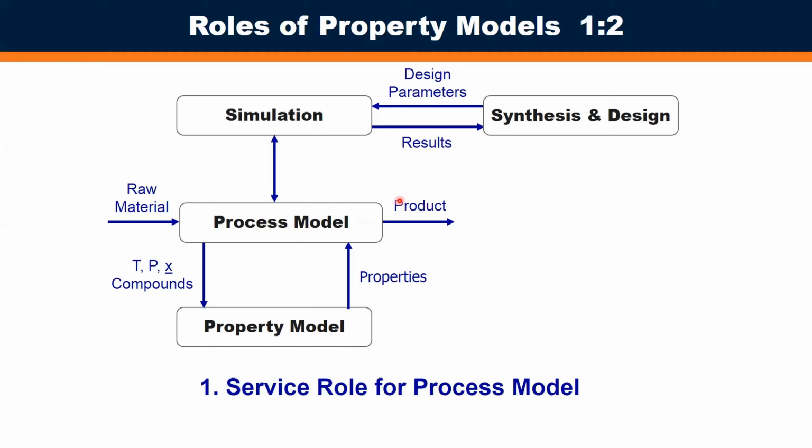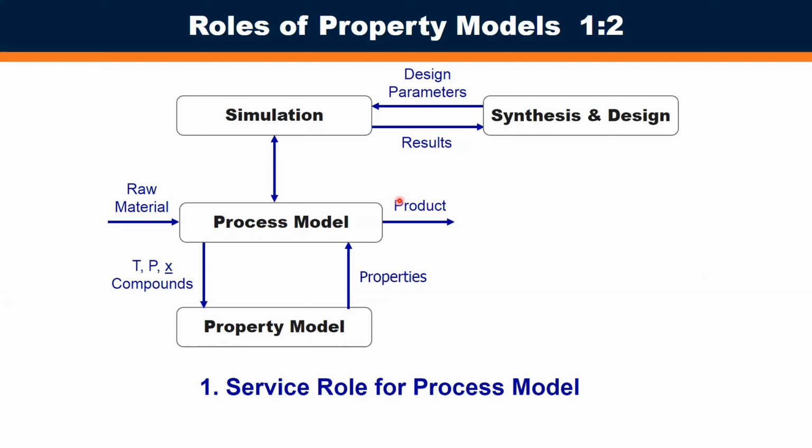In this scenario, the property model provides a service to the process model. So every time a property value is needed to solve the problem of converting raw materials to products, there is a call to the property model and it calculates those properties.